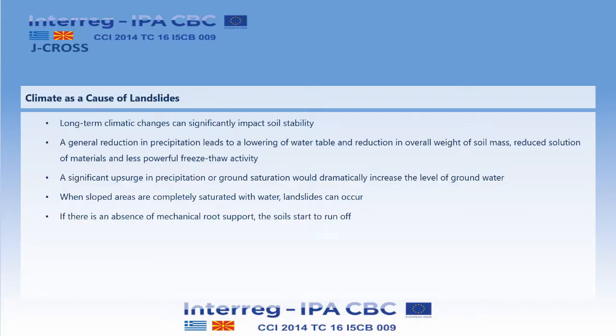Long-term climatic changes can significantly impact soil stability. A general reduction in precipitation leads to a lowering of water table and reduction in overall weight of soil mass, reduced solution of materials and less powerful freeze-thaw activity.